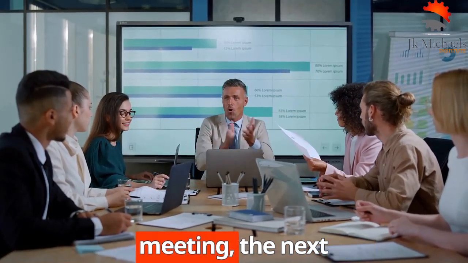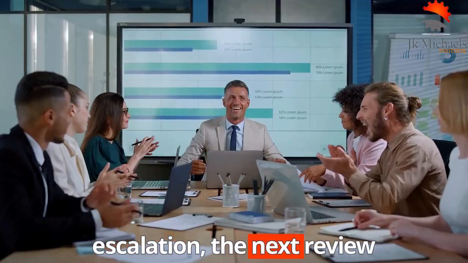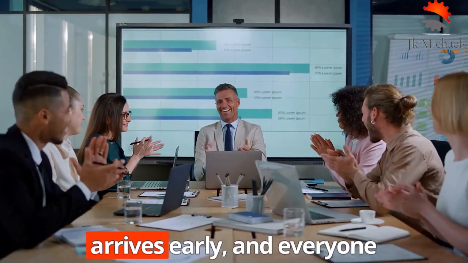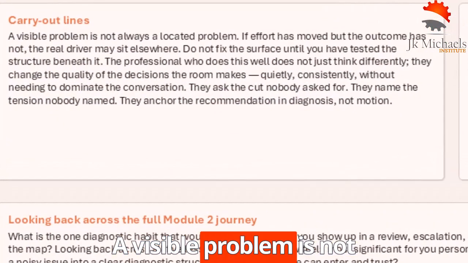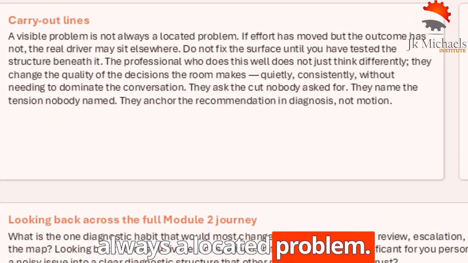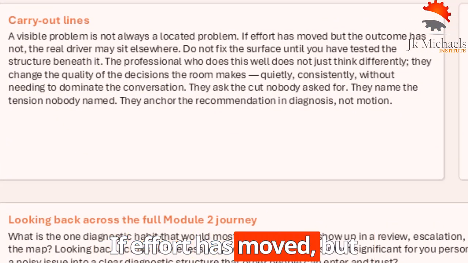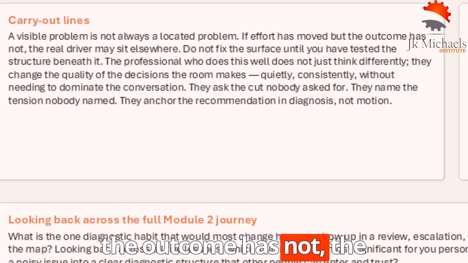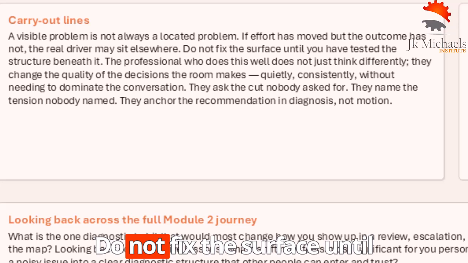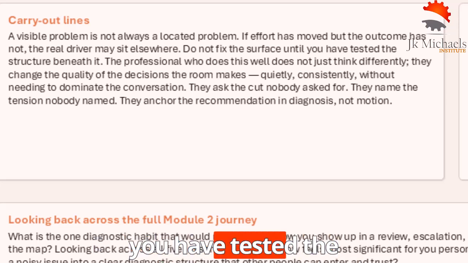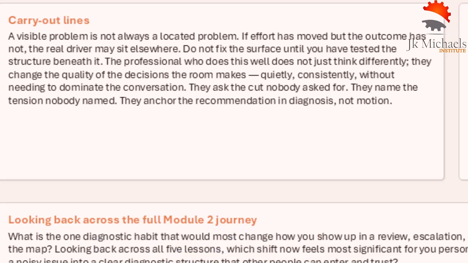In the next messy meeting, the next escalation, the next review where the easy answer arrives early and everyone is about to agree with it. A visible problem is not always a located problem. If effort has moved, but the outcome has not, the real driver may sit elsewhere. Do not fix the surface until you have tested the structure beneath it.